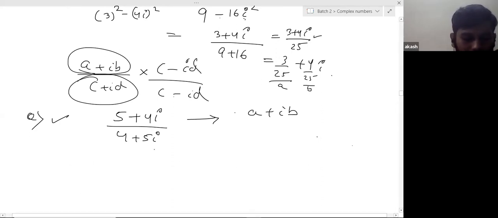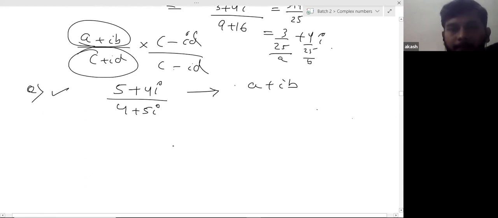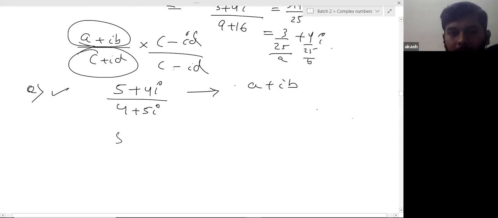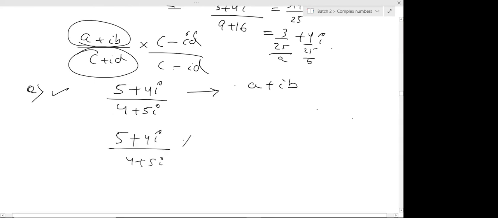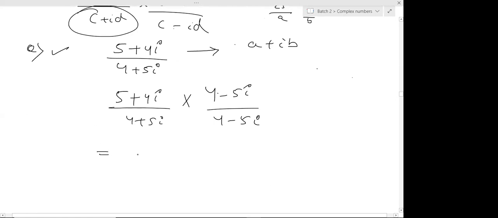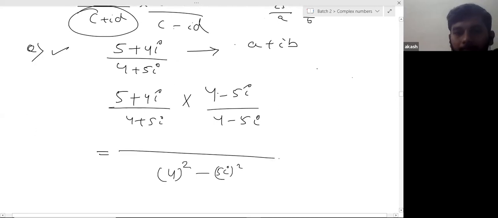Okay, Aline, can you take us through the steps? Okay, you are not audible. Okay, let's see. Peer, take us through the steps. So first you have to multiply both up and down by 4 minus 5i. After that, below it will become a square minus b square. And here we have to multiply, right? Yes.